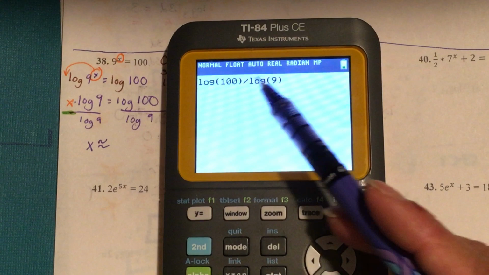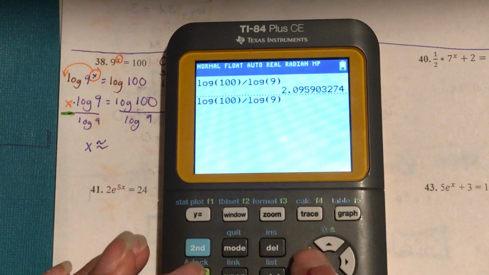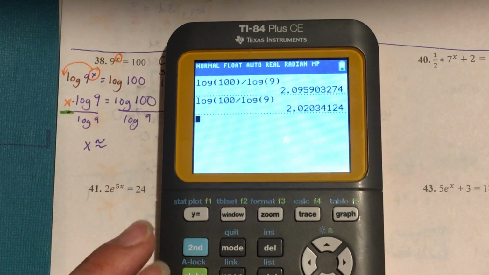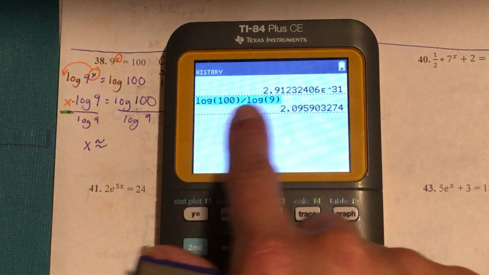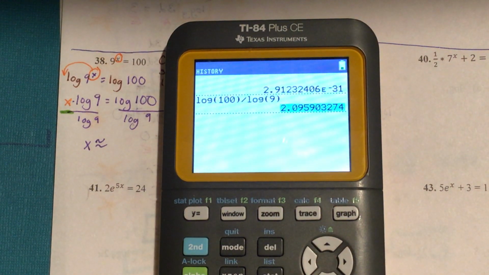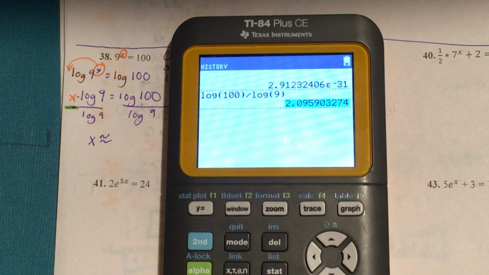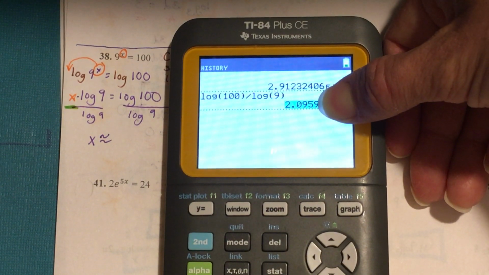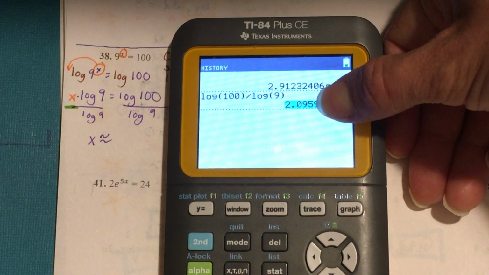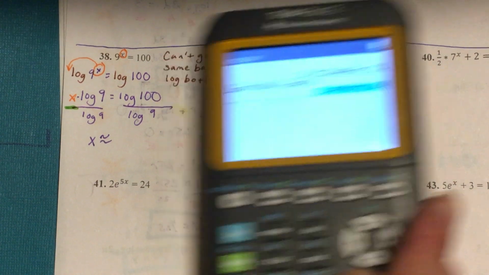Notice especially, folks, that I have closed off that parentheses around the 100, because if you were to not do that, you would get a different answer. So make sure you close off those parentheses around the individual logs. And folks, on these problems where we end up getting non-exact answers, we're always going to carry it out to 3 decimal places. So 2.095, but we look at the 4th digit to see if it bumps up that 5, which it does since it's 5 or more. So this would be 2.096.